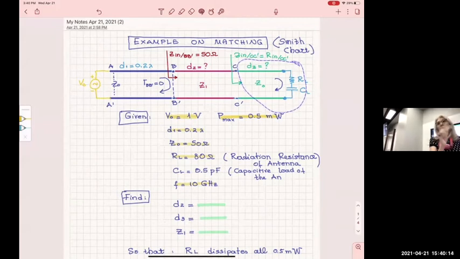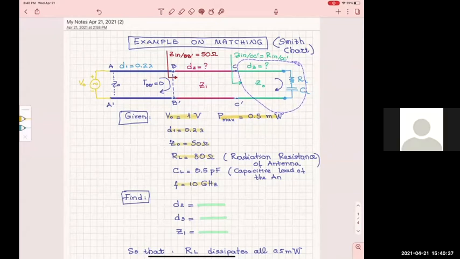So I normalize with respect to Z naught. I need to move from the load, whatever my load is now normalized that I found. I need to move by a distance until I find a purely real number, which is going to be my input impedance normalized at that point. Why did it have to be completely real again? Go ahead, Justin.